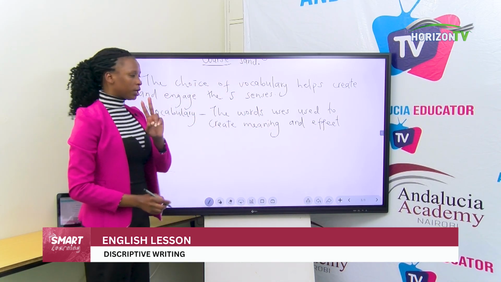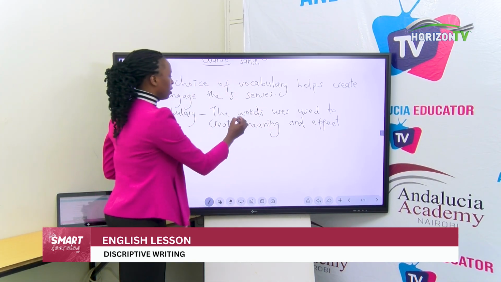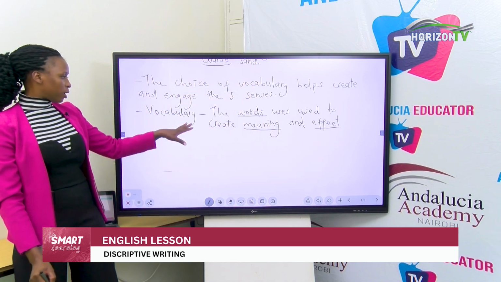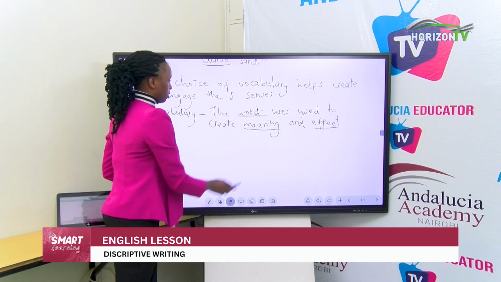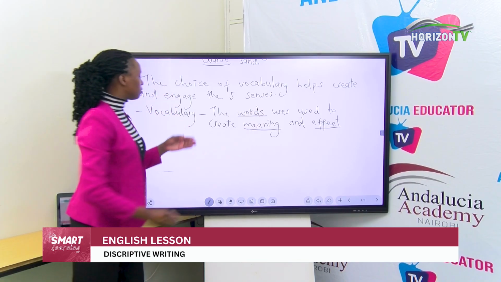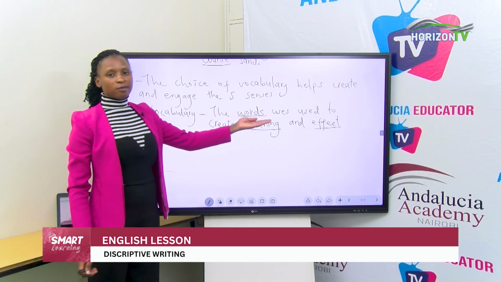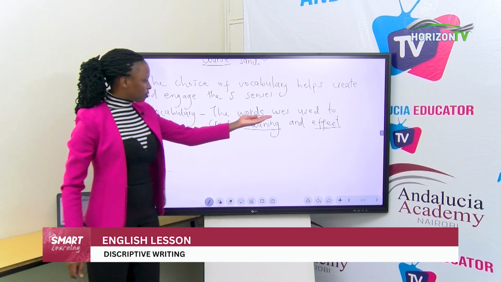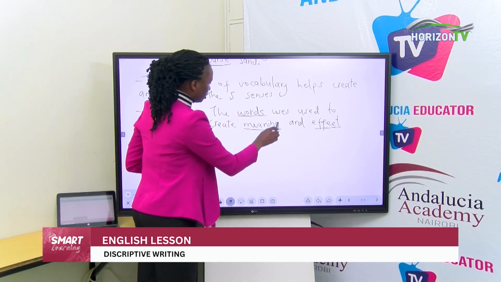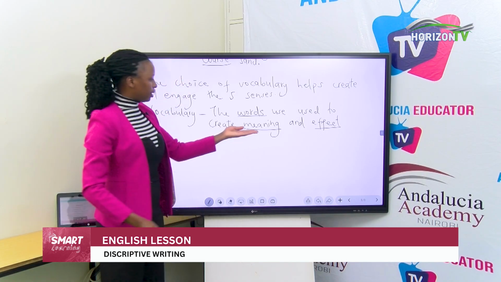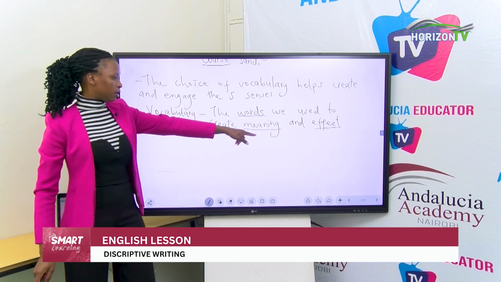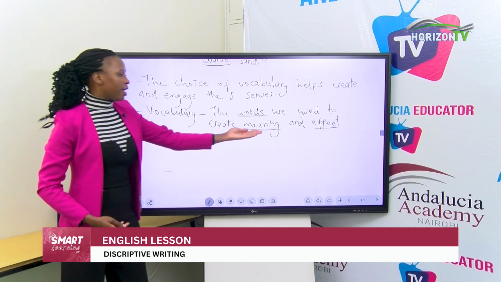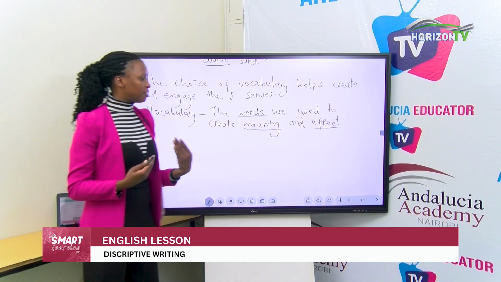Look at the terms I've used when defining: words, meaning, and effect. When somebody tells you vocabulary choice, this person wants you to know the words you're going to use. Words used to create effect and meaning. Two keywords, meaning, effect. They must be there. Meaning, we want to know what are you referring to. Effect, appealing to the five senses that we have looked at.